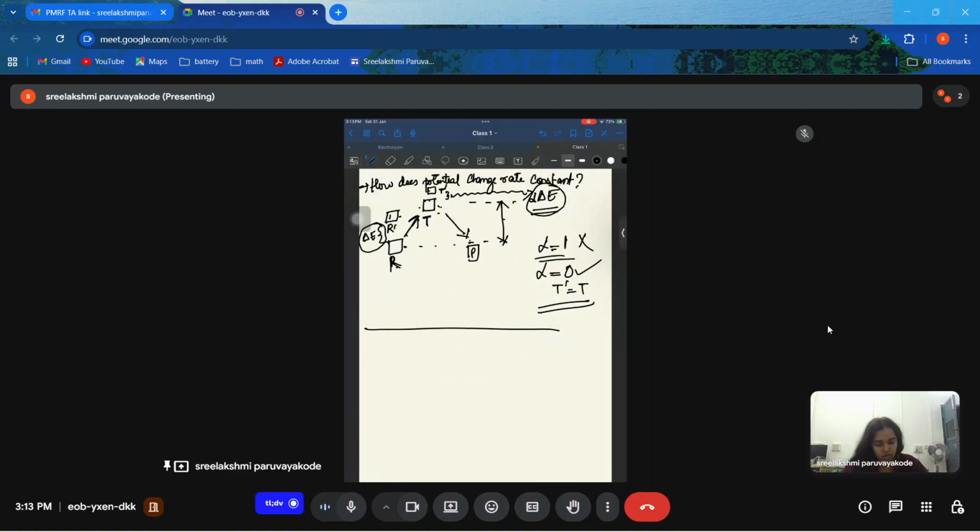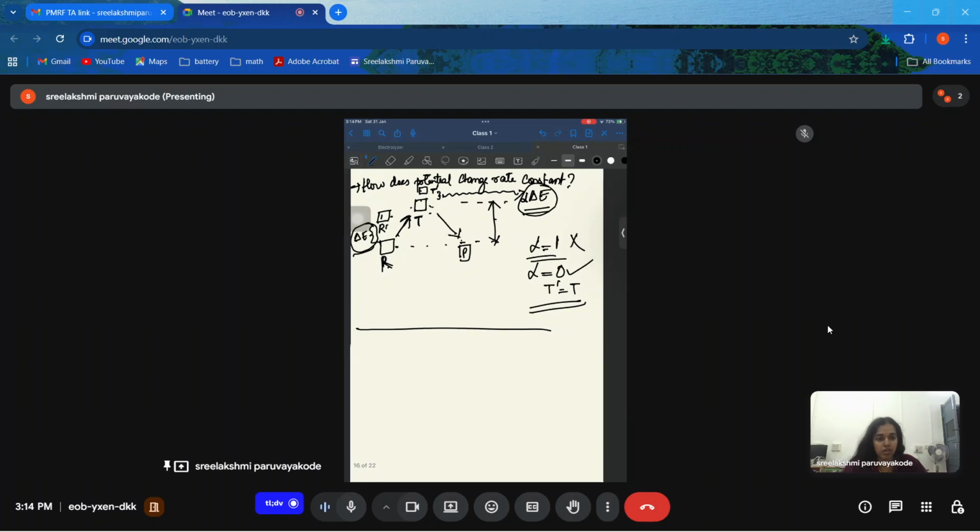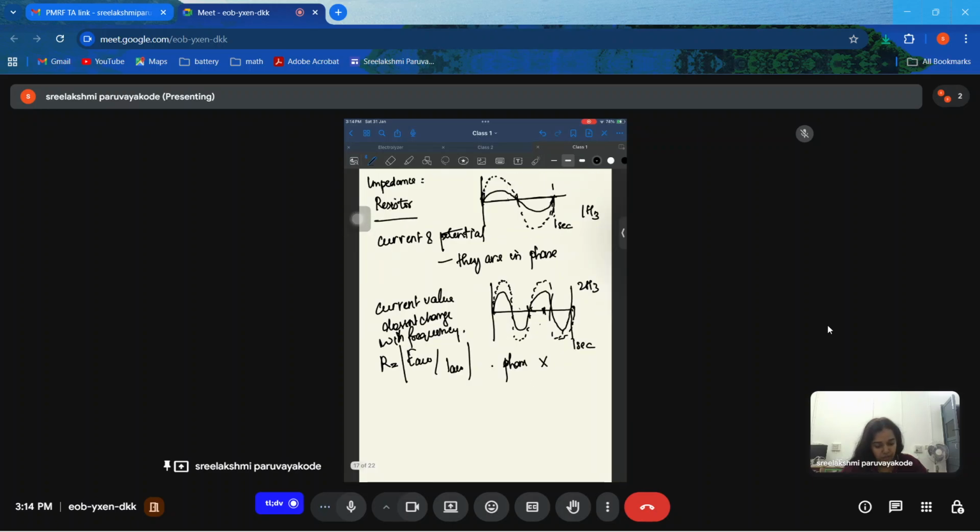Then we saw how potential changes the rate constant. Basically, some amount of potential is applied. It will help to change the activation energy of the reaction and thereby help to conduct the reaction at a much smaller energy level. Yes.